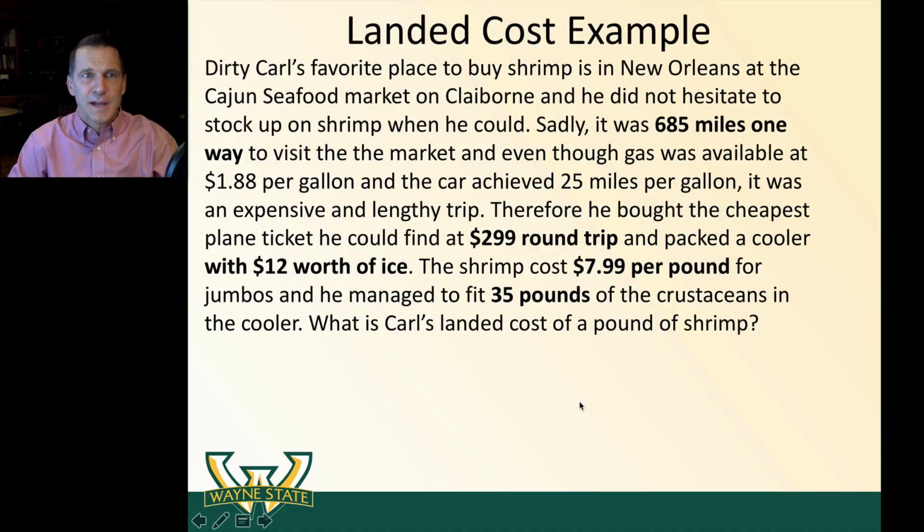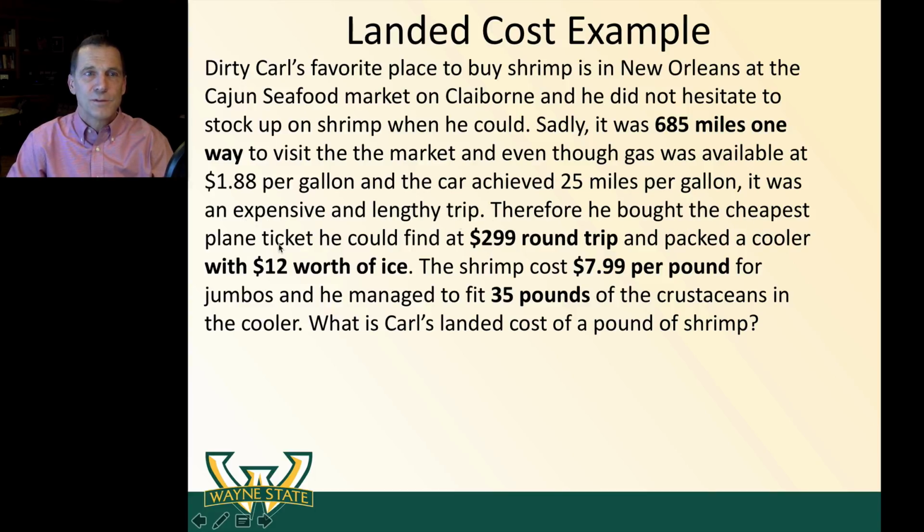So here is an example. We're going to do two examples. This is Dirty Carl. Dirty Carl, friend of mine when I was a kid. His favorite place to buy shrimp is in New Orleans at the Cajun Seafood Market on Claiborne, and he never hesitated to stock up on shrimp whenever he could. Sadly, it was 685 miles one way to visit the market, and even though gas was available at $1.88 per gallon, and the car achieved 25 miles per gallon, it was an expensive and lengthy trip.